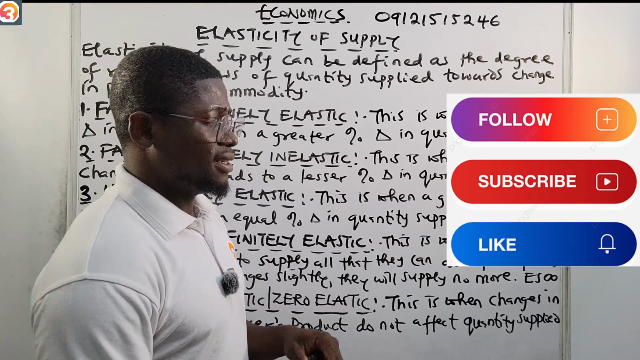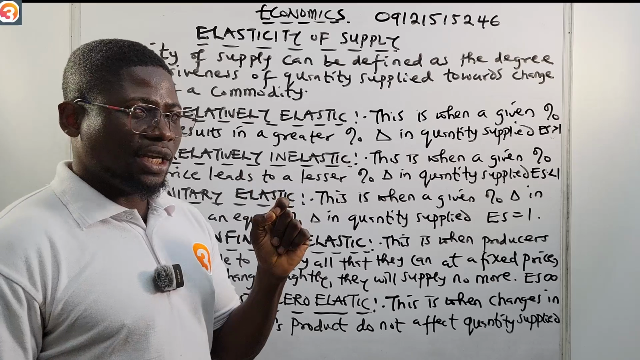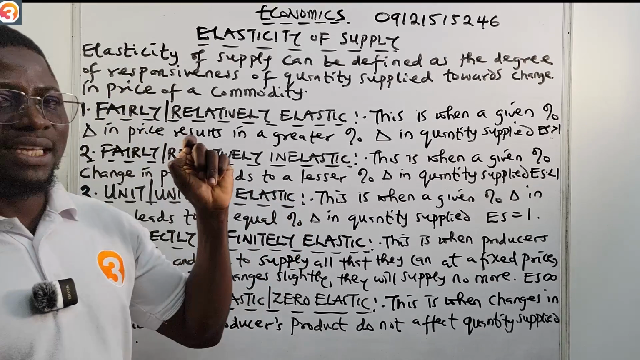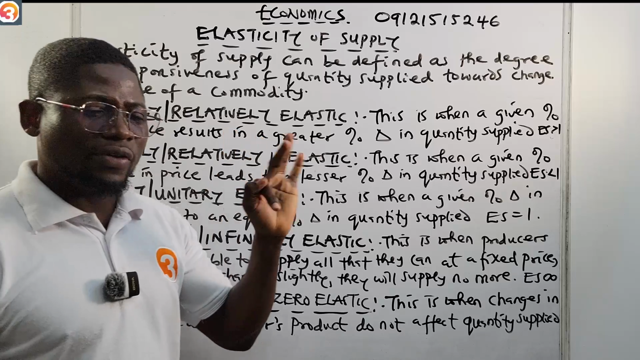Okay, so let us go to elasticity of supply. We say elasticity of supply can be defined as the degree of responsiveness of quantity supplied towards the change in price of a commodity.